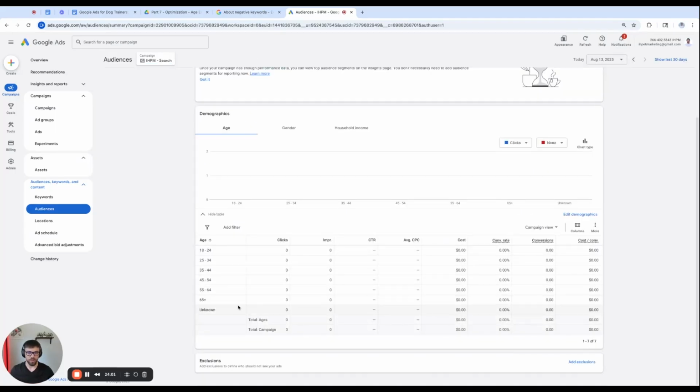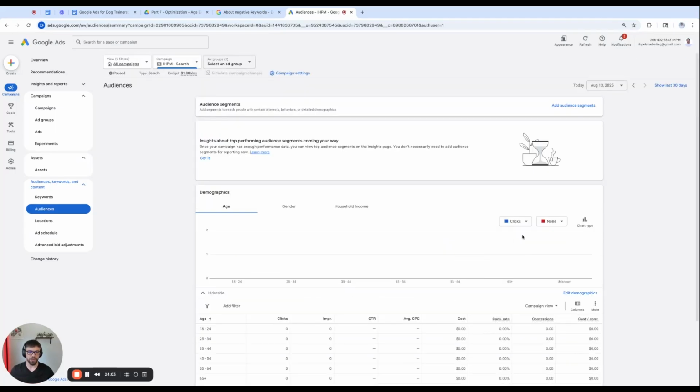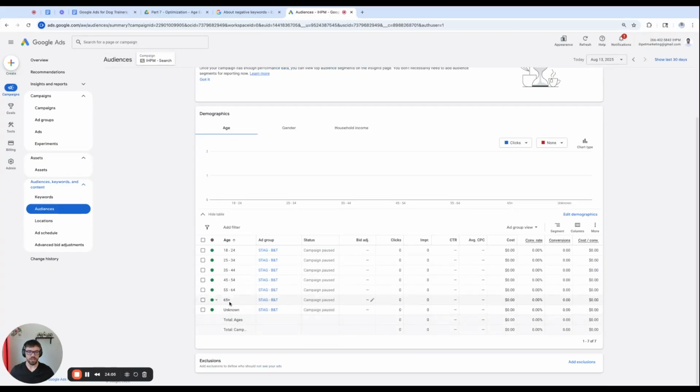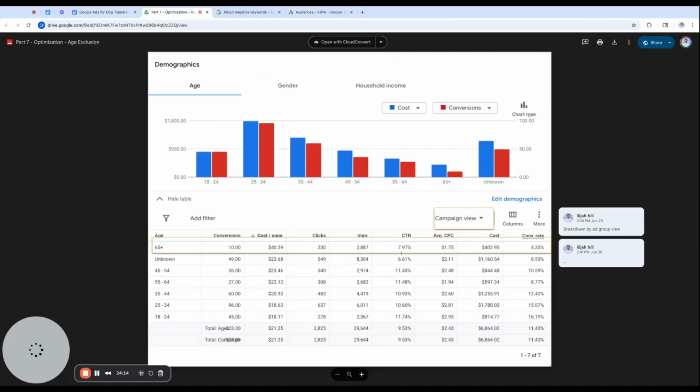So with the campaign view, you see we have 65 plus here. But with the ad group view, you will be able to see the age range for each and every ad group. So what you might notice is that maybe you have 5 ad groups, and for 4 out of the 5 ad groups, people who are 65 plus are converting perfectly fine. But for one of the 5 ad groups, people who are 65 plus are simply just not doing well, and that is what's dragging everything else down.